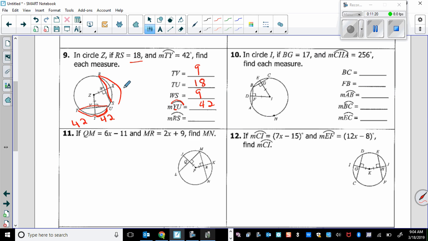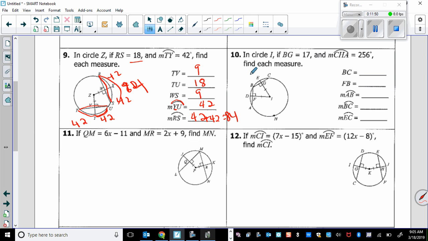RS and TY will be the same because they are equal distance from the center. YU is 42 plus, RS is 42 plus 42, which is 84. Sorry about that. Because this is 42, this is 42, but the whole thing is 84. Okay, that's what you guys have to do.